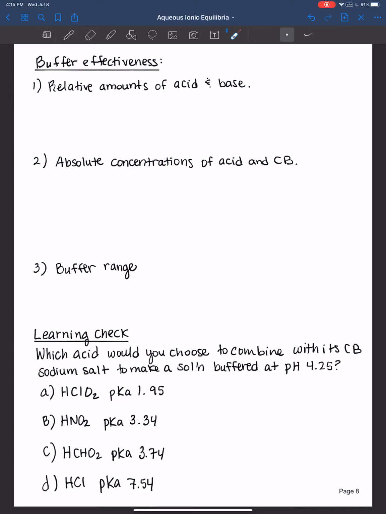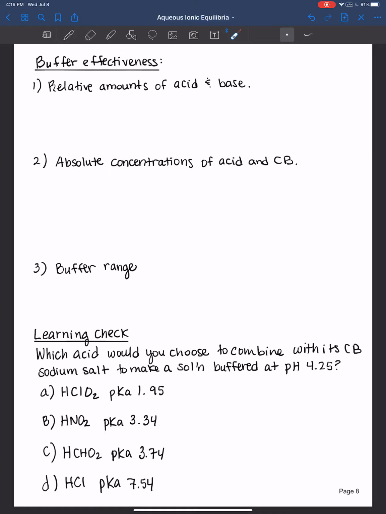Hi everyone, welcome back. In this video we'll discuss buffer effectiveness and also buffering capacity. So when you're creating a buffer, the relative amounts of the weak acid and its conjugate base are really important.